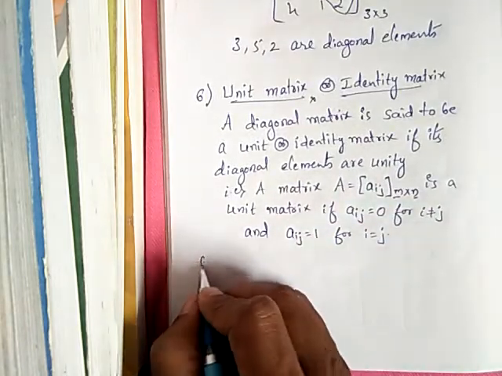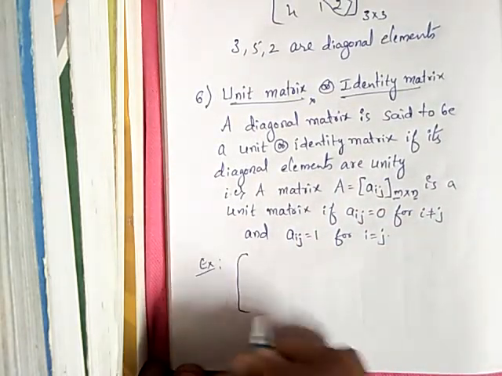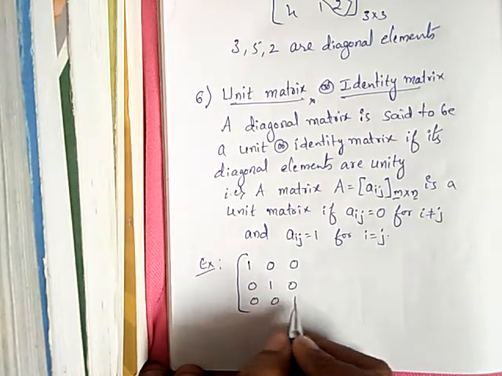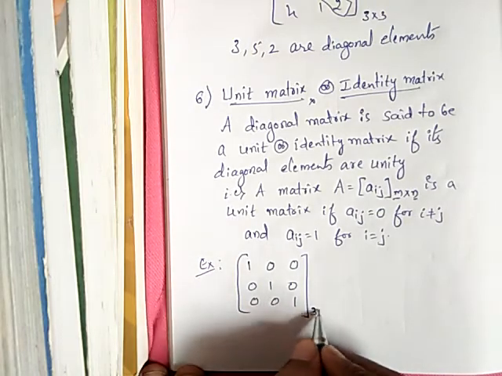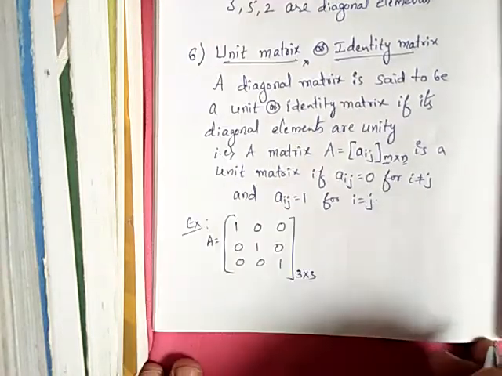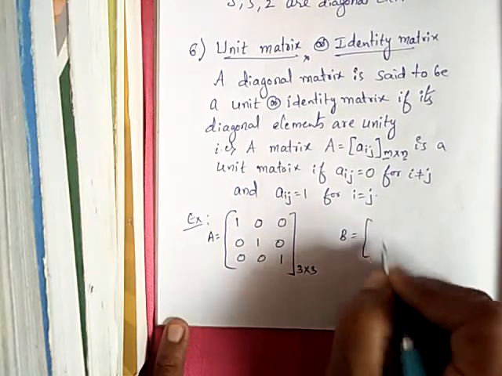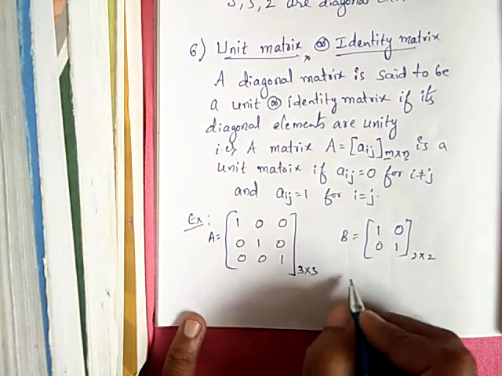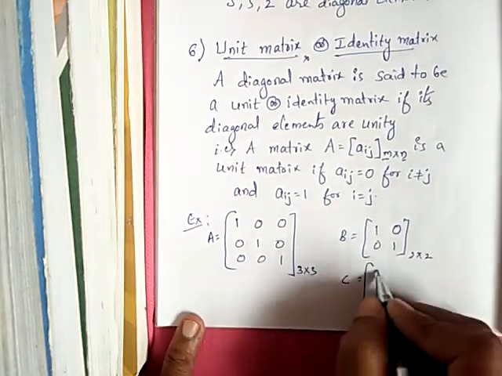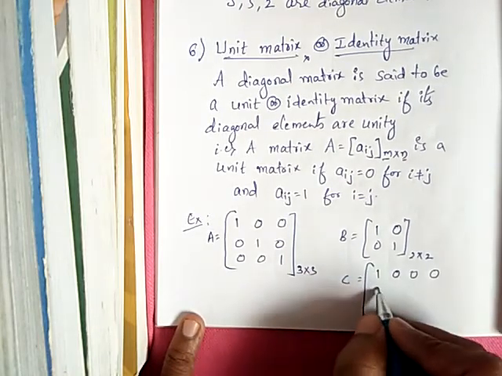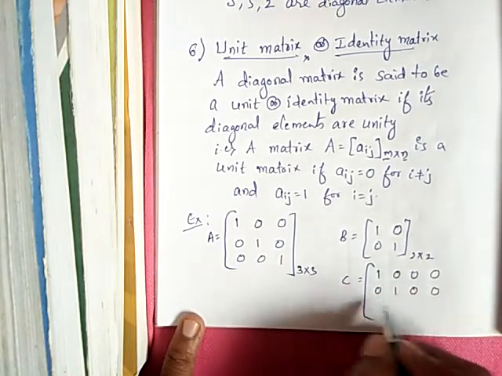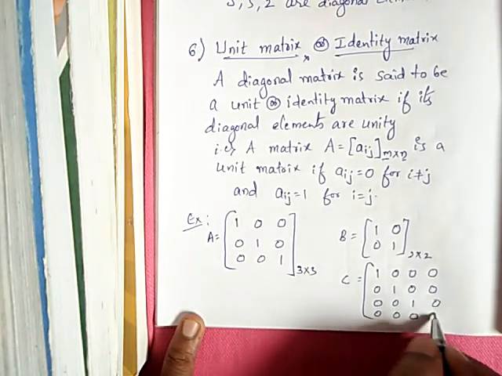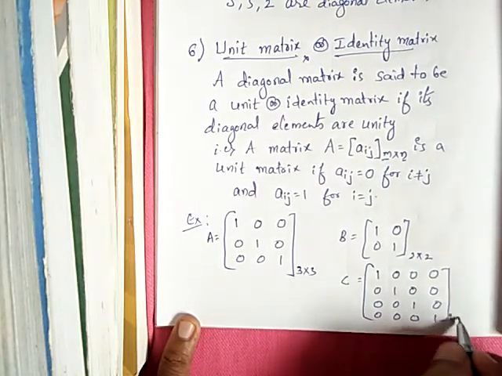So here one example I will take so that you will get the idea. Like this I can write here 1 0 0, 0 1 0, 0 0 1. See here this is a 3 by 3 matrix, which we will denote by A. Okay, one more you can take, B: here also 1 0, 0 1. So this is a 2 by 2 matrix. One more also you can take, C is equal to 1 0 0 0, 0 1 0 0, 0 0 1 0, 0 0 0 1. So this is a 4 by 4 matrix.